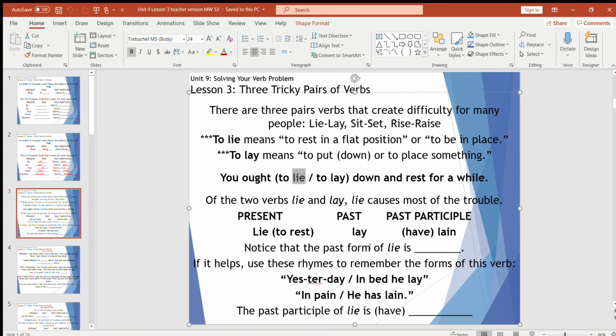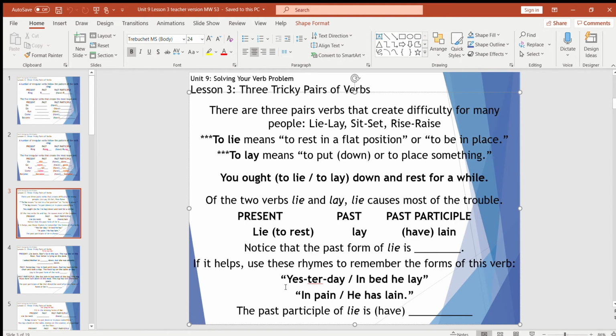When you conjugate the verb, in the present tense, lie, meaning to rest, becomes lay in past tense, and past participle would be have lain. Notice the past form of lie is what? Is lay, which is the same as the present tense of lay. So to lie in the past tense can be lay. To lay in the present tense is to lay, okay? So that's why people get confused, because it's the same word, just different meanings, and yeah, it sucks. I'm not gonna lie, it sucks.